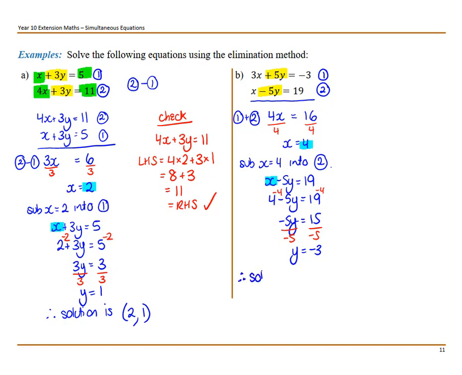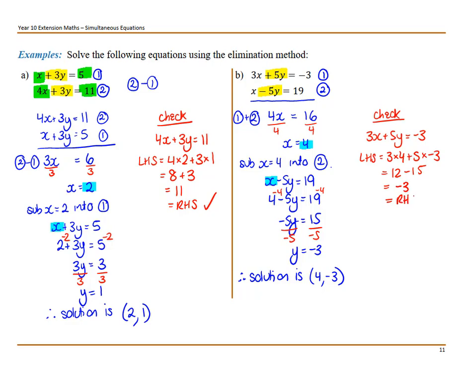So therefore, the solution is 4, negative 3. Okay, we can check. Now, second step, we used equation 2. So we're going to use equation 1 to check. So left-hand side equals 3 times 4 plus 5 times negative 3. 3 4s are 12. 5 times negative 3 is negative 15. 12 take 15 is negative 3, which equals my right-hand side, so I know I'm correct.